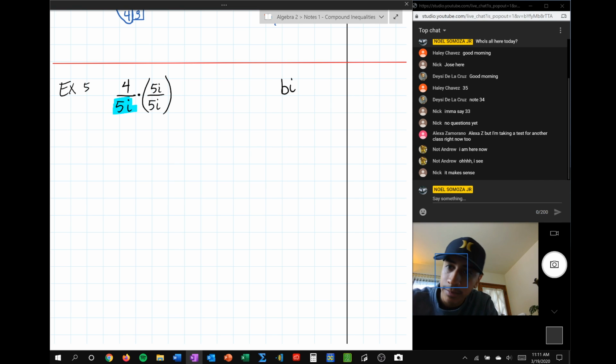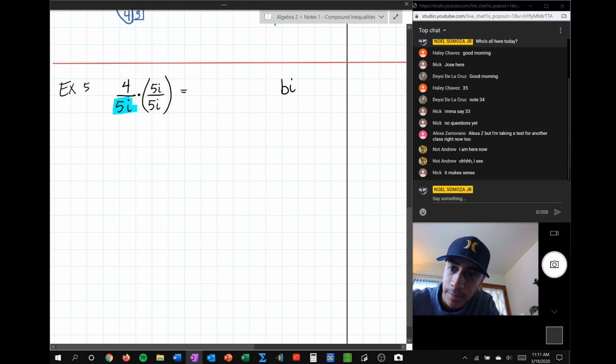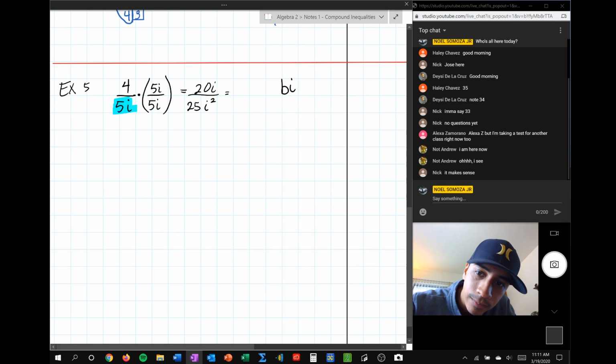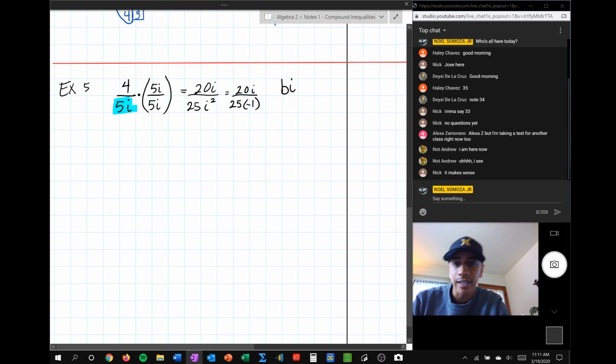So why does it work? Because now 4 times 5i is 20i, but in your denominator, 5 times 5 is 25, and i times i is i squared. Now, here's what you know about i squared. You know that i squared is -1. So now what you have is 20i all over 25i squared, which is negative 1.